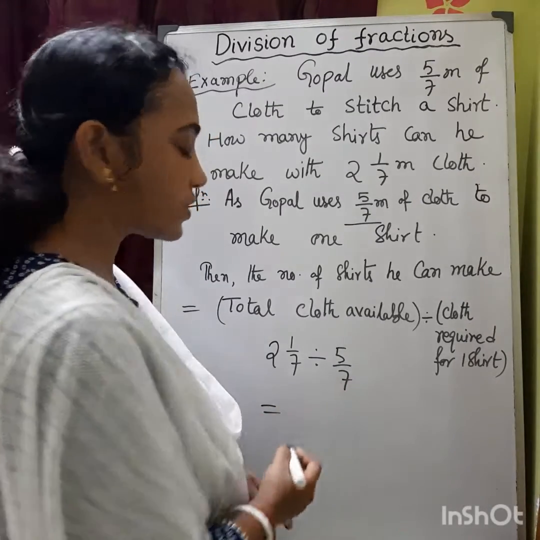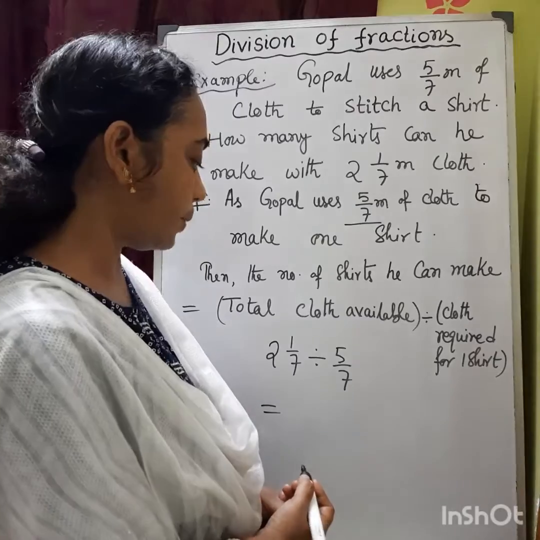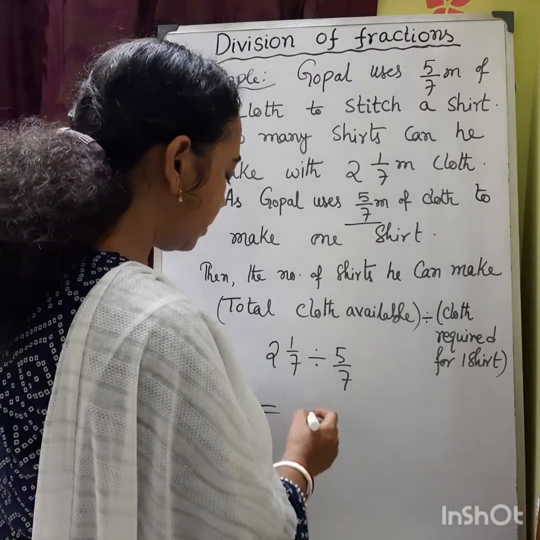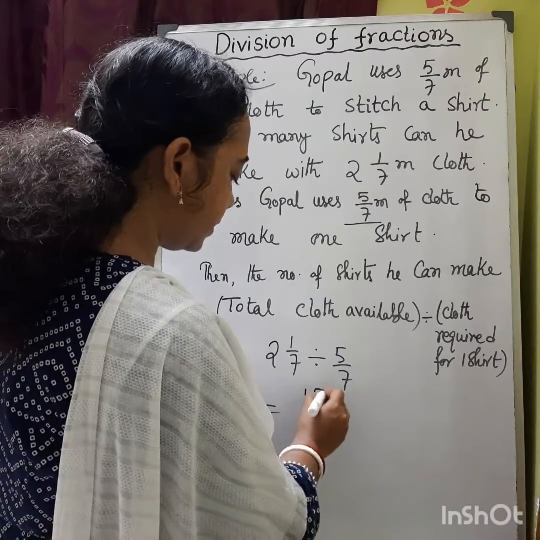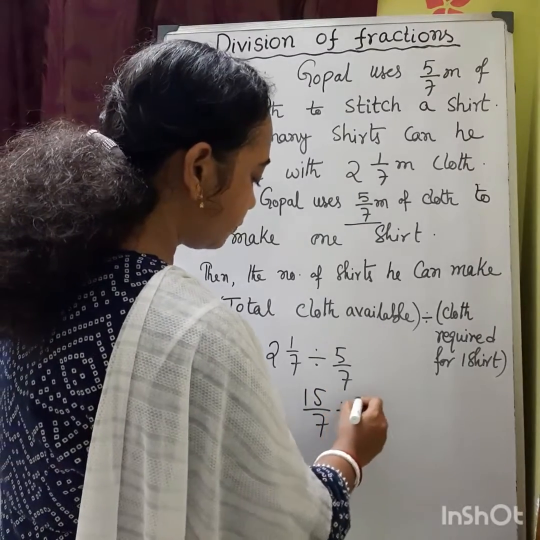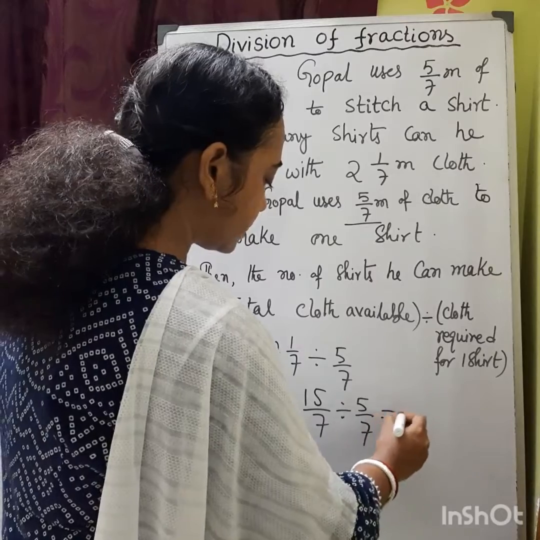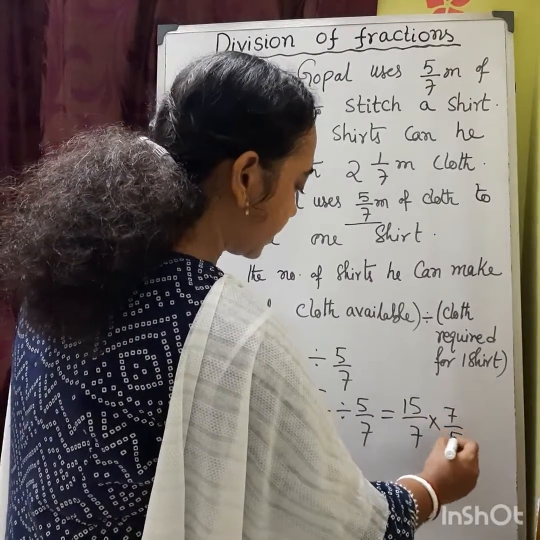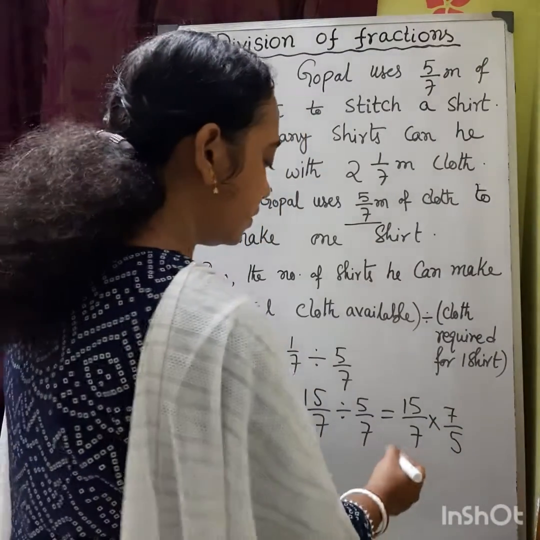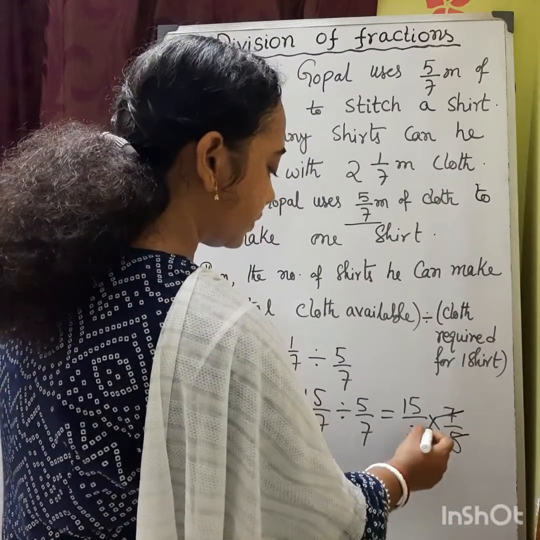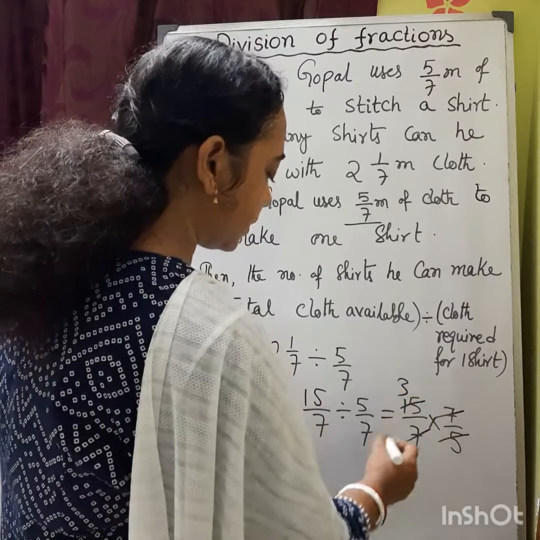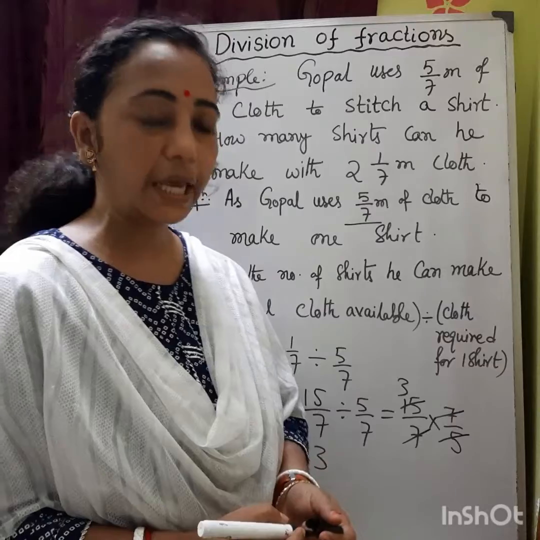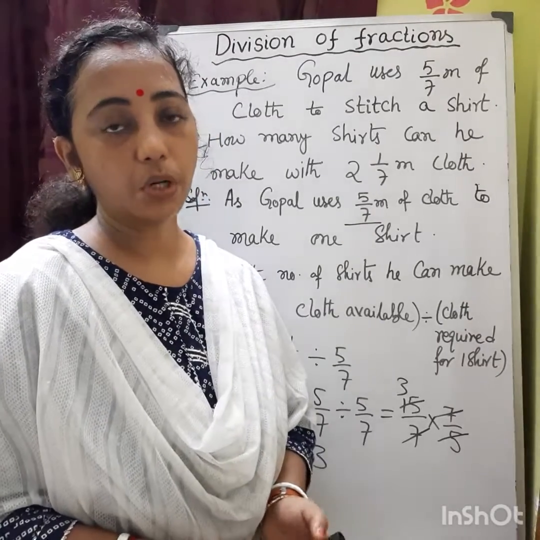So one is a mixed fraction, another is a proper fraction. So let us convert the mixed fraction into an improper fraction. So this becomes 15 by 7 division 5 by 7. So that is equal to 15 by 7 multiplied by 7 by 5, that is the reciprocal of the divisor. So we know 7 will cancel out and 5 3s are 15. So the result is coming here 3. So the number of shirts he can make is equal to 3.